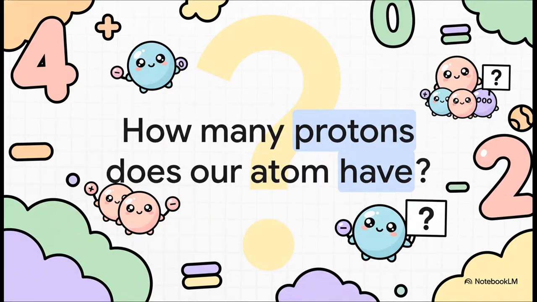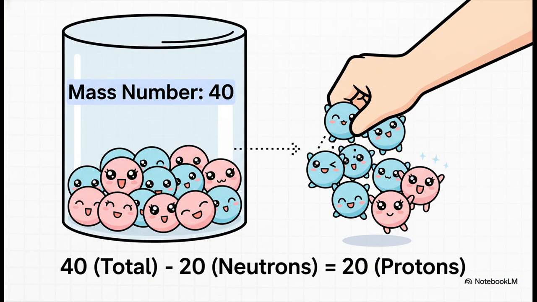So that leaves a missing piece, right? If the total count in the nucleus is 40, and we already know 20 of those are neutrons, what does that leave? How many protons does it have? You can probably figure this one out. And yup, the math is super simple. You take the total mass number, which is 40, subtract the number of neutrons we were given, which is 20, and what's left is 20 protons. Boom! Just like that, we've cracked the code of the nucleus.